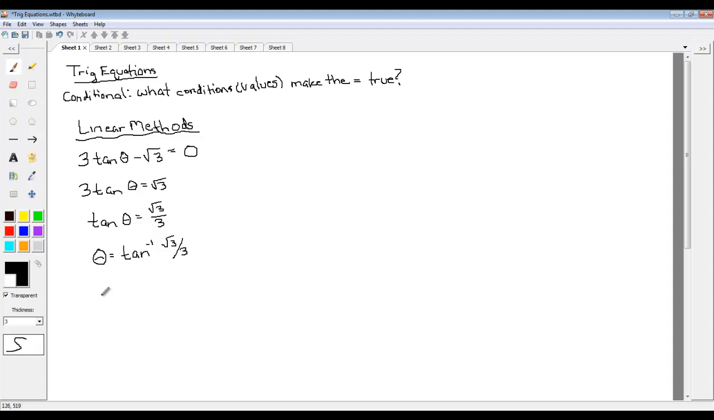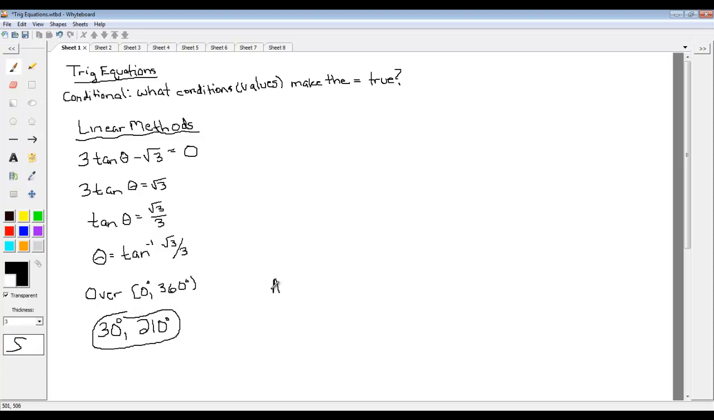If you want the answers over the interval 0 degrees to 360 degrees, you've got at 30 degrees, your tan is positive square root of 3 over 3, and also at 210 degrees, your tan is positive square root of 3 over 3.